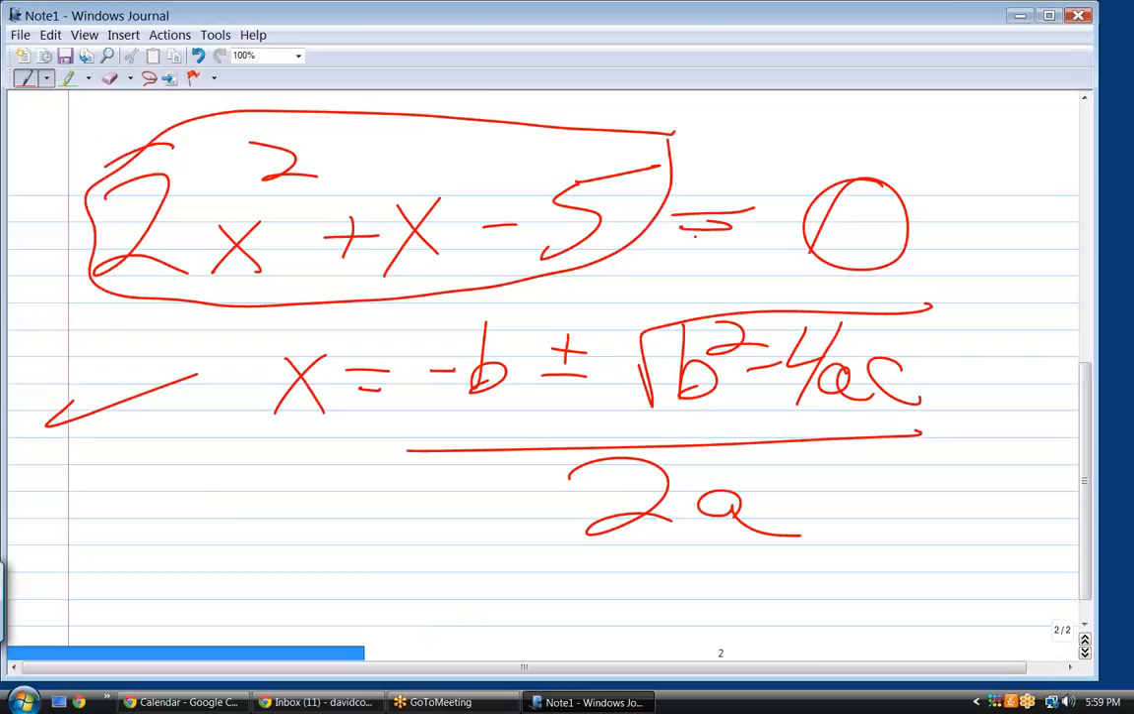And remember, a is this coefficient only, b is this coefficient, in this case b is plus 1, c is minus 5. You don't bring along the x, it's just the coefficients that represent a, b, and c.